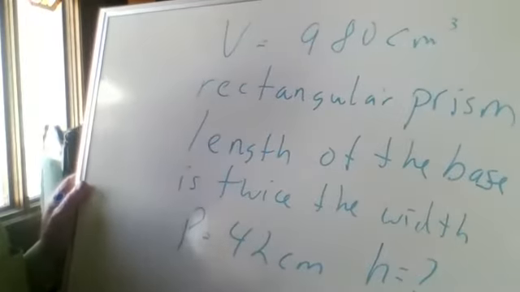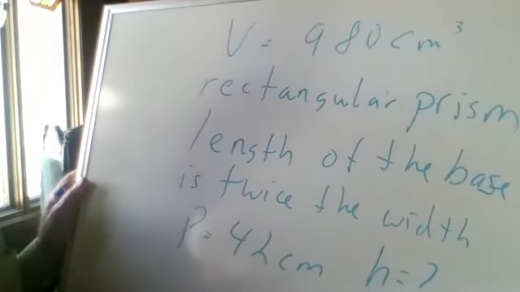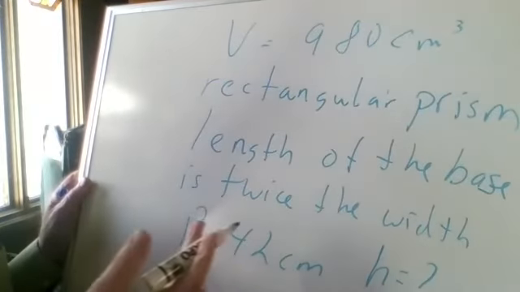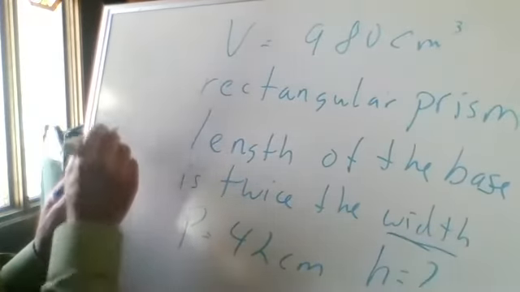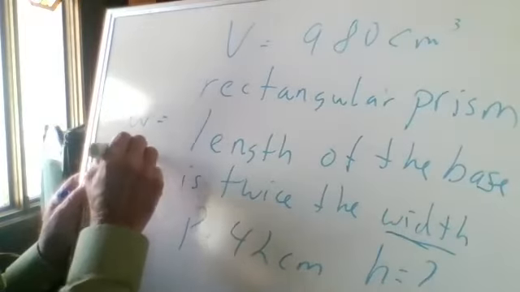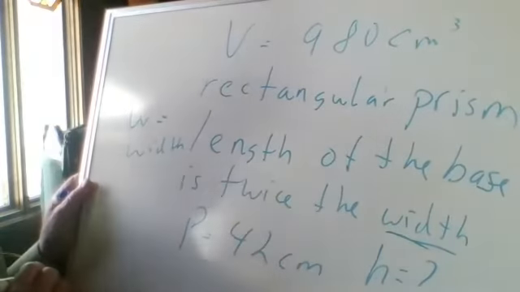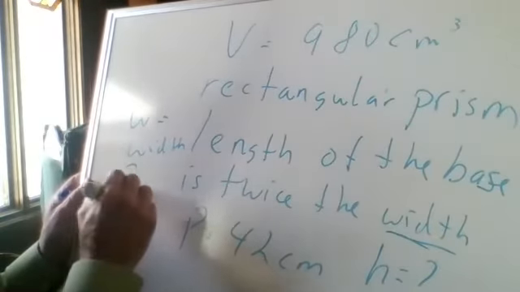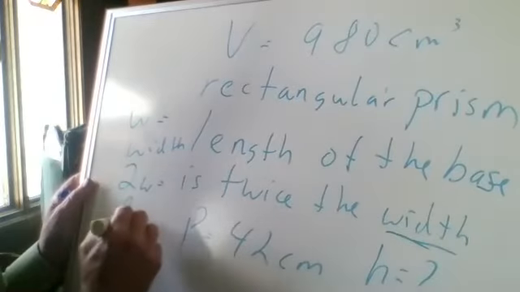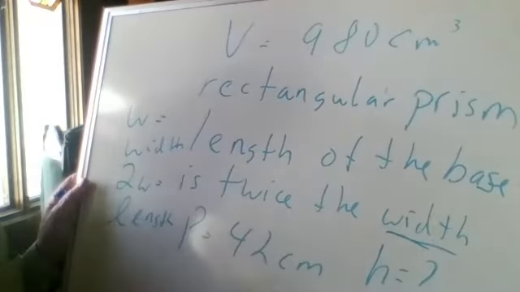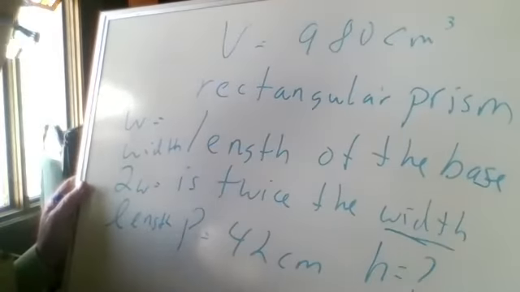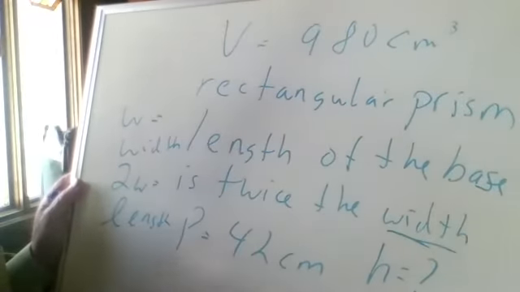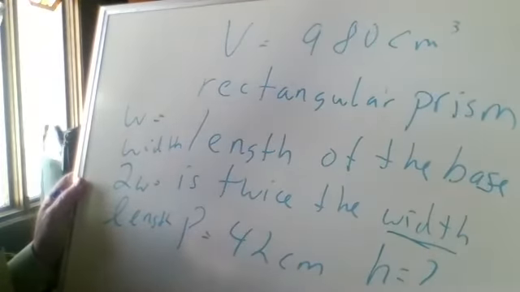All right, so this is a little algebra problem for you here. Basically, you're going to have to go in with some variables. If the length of the base is twice the width, then I would let W equal the width, and then 2W would equal the length. Hopefully that makes sense. You can use X if you want to, then the length is 2X.